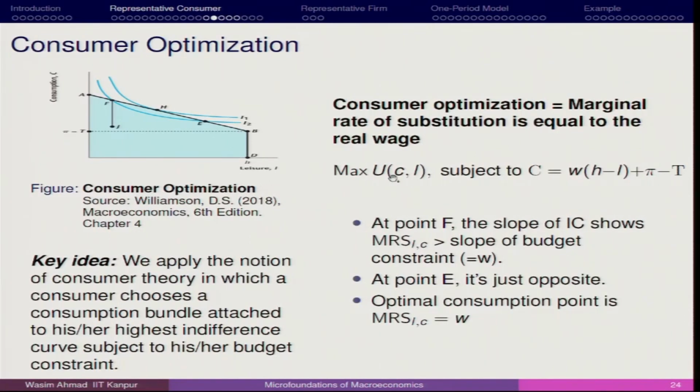So here it is U(C, L) subject to C = W(H - L) + pi - T. So this is how we can introduce it. You can write it as max U(C, L) + lambda, where we have the budget constraint C - W(H - L), and then you can take the first order condition with respect to C and L and find it out. Then you will easily come to know the optimal level of consumption and leisure that we have.